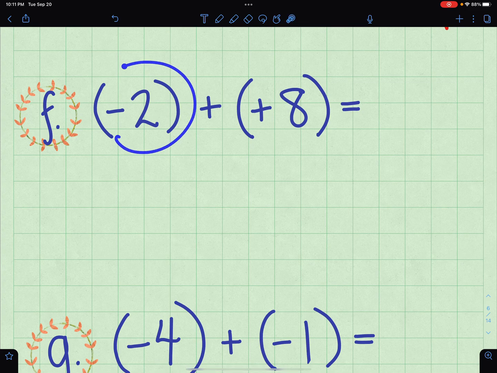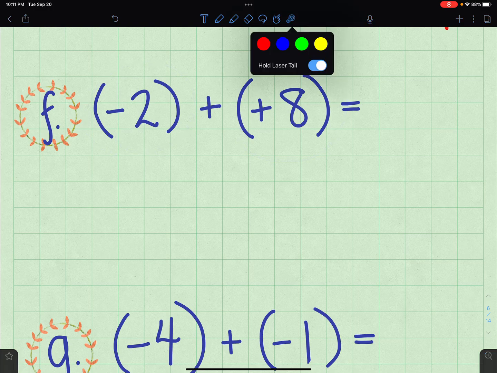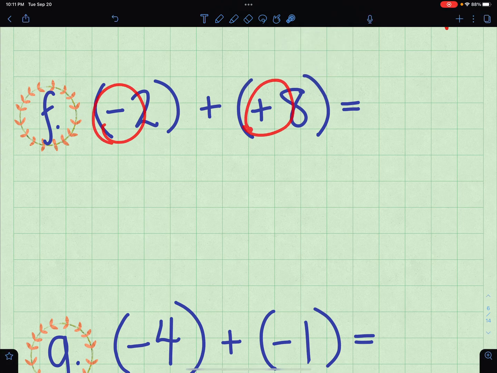Okay, let's do -2 plus a +8. Here we go. Is this rule number 1 or rule number 2? They are opposite signs, so we are going to be using rule number 2. First step, take the absolute value, 2 and an 8.